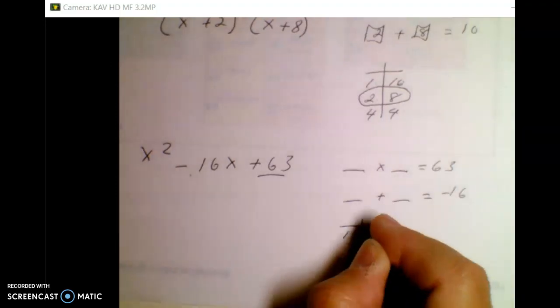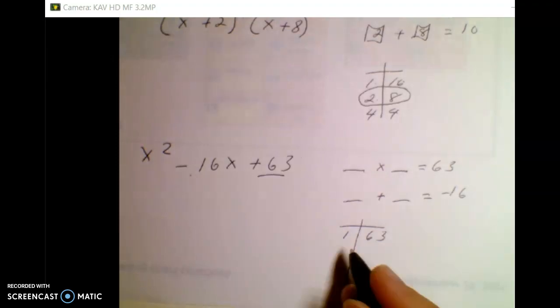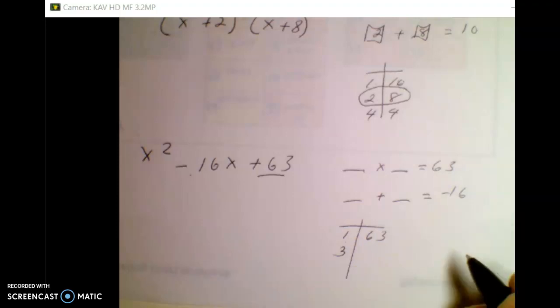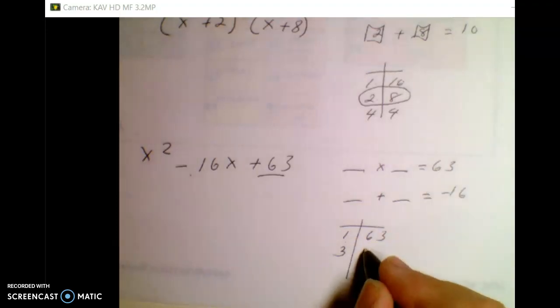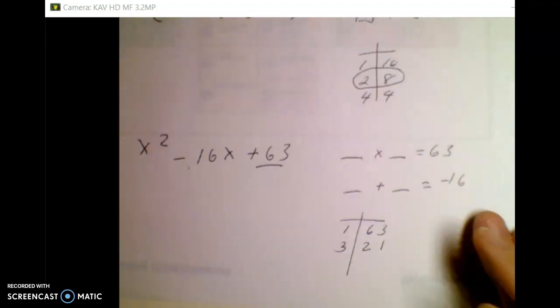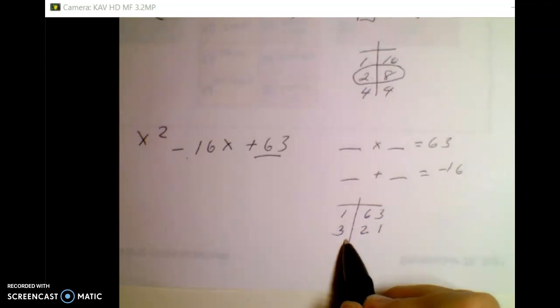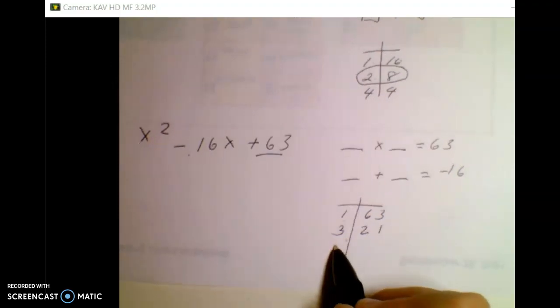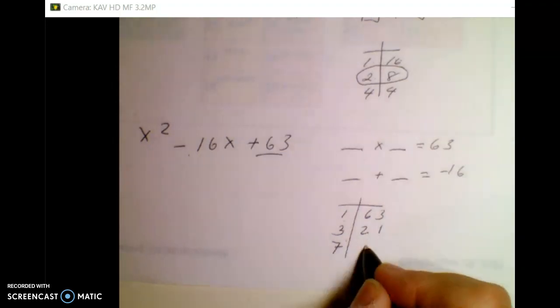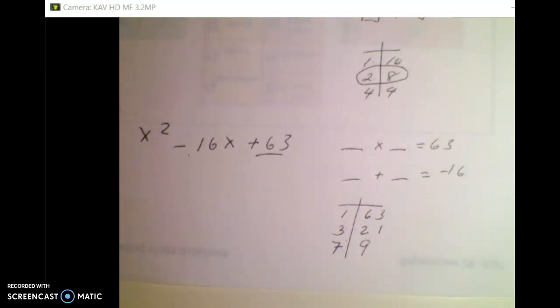Well, I don't think 1 and 63 are going to work. Does 2 divide into 63 evenly? Nope. How about 3? Does 3 divide into 63? It does. So 3 goes into 6, 2, and 3 goes into 3, 1. Okay, does 4 go into 63 evenly? No. How about 5? No. 6? How about 7? 7 goes into 63 9 times. Okay, then if I go up to 8, 9.